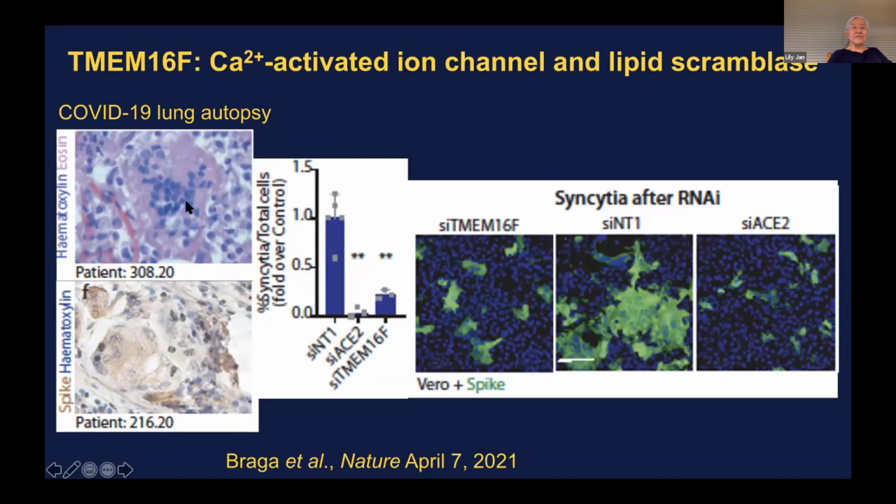Prompted by the finding of these syncytia that reflects the fusion of lung cells that are positive for spike protein, Braga and colleagues in the UK and also in Italy developed cell fusion assays, and they show that either pharmacological inhibition or knockdown of TMEM16F will reduce cell fusion.